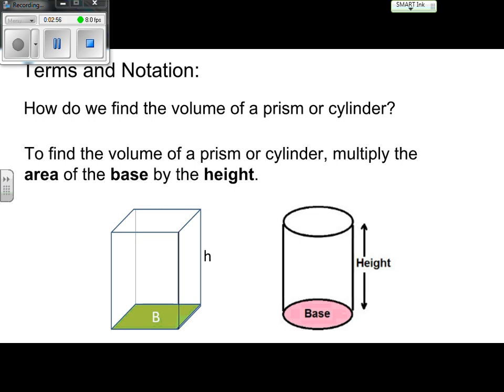The same thing also works for cylinders. Cylinders have two bases as well, one at the top that's a circle, one at the bottom that's a circle. And if we first find the area of that base, just one of them, and multiply by the height, that will give us the volume. So let's try this out in some examples.